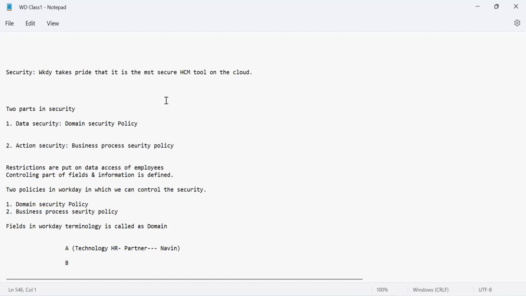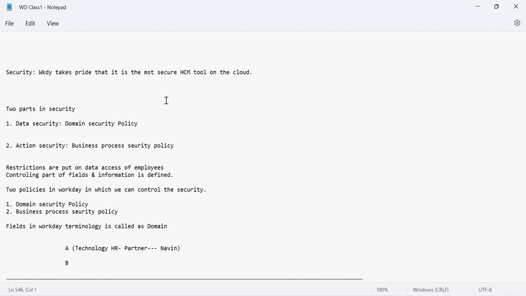So we have two parts in that. One is your data security, and the second part is your action security. When I say data security, it is basically your domain security policy. Security is governed by two policies, which we all have to remember. One is called domain security policy, and another is called business process security policy. Domain security policy is basically the collection of fields, and the restrictions are put on data access of the employees.